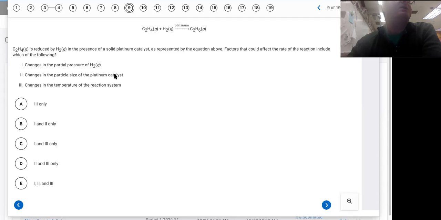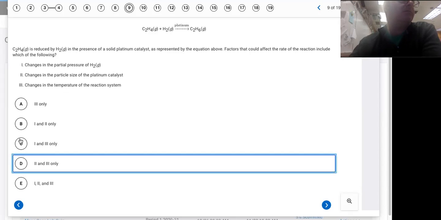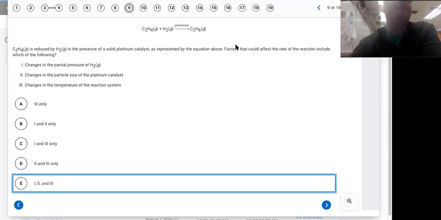Change the particle size of the platinum catalyst. Again, they're just looking for factors that affect it. If we made bigger particles of platinum, there would be less of the binding sites for the catalyst. If we ground that up, we would have more binding sites for the catalyst, so that would increase the rate. So again, yes, if we change the particle size, it's going to change it. Changing the temperature, yeah, we know that changes K. So again, this is going to be 1, 2, and 3.